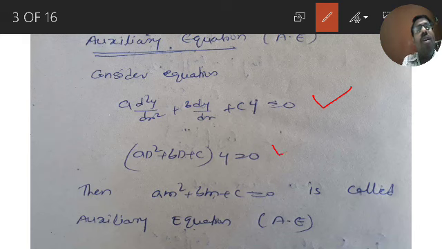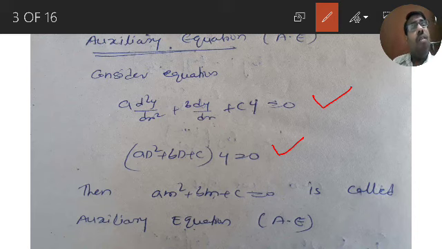In the previous slide we already explained this. From a general form you can always write an operator form. In examinations we are going to use that, which is why I am telling it clearly here. In problem solving, if a general form is given, you can write the operator form from that directly. (a D square plus b D plus c) of y is equal to 0 is the operator form.